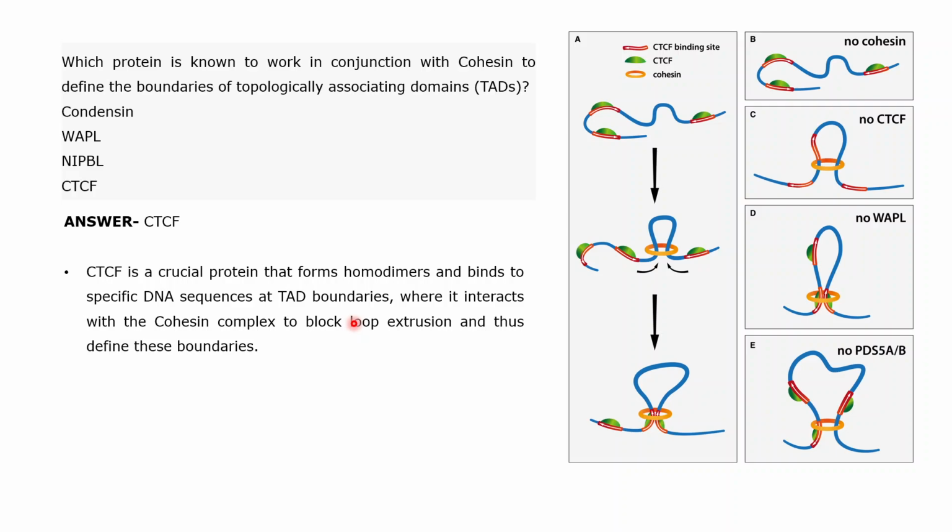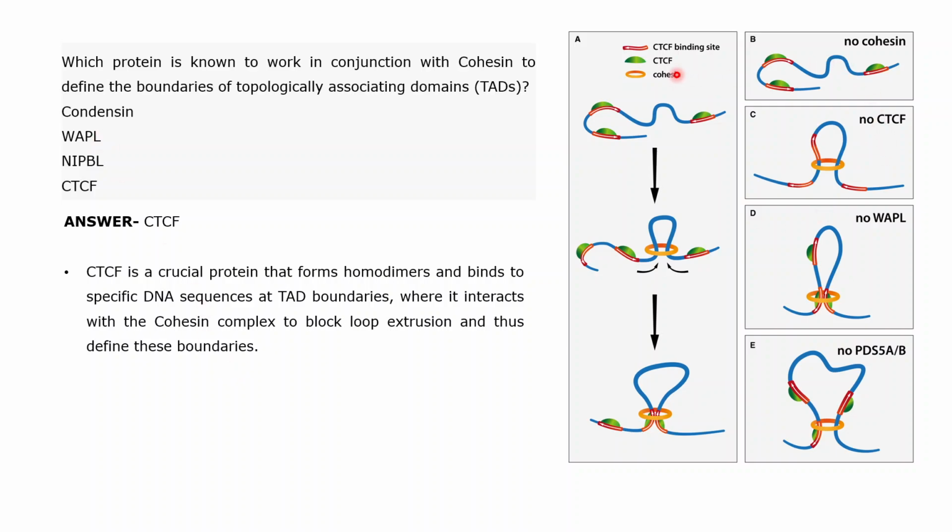So we have discussed loop extrusion, right? It is carried out by SMC proteins. In this case, condensin is that SMC protein, and it uses ATP hydrolysis to form loops, right? And we have also discussed WAPL. WAPL is a protein that acts as a cohesin release factor, right? So it helps to release the cohesin from the loop region.